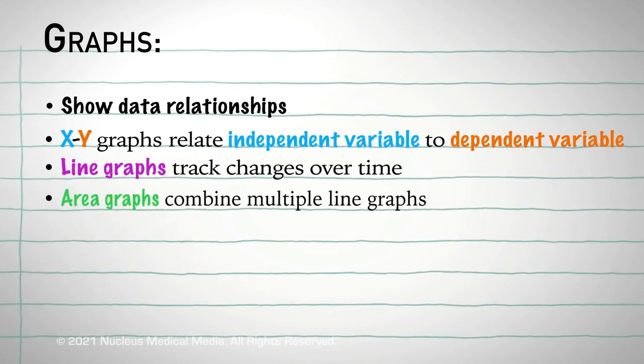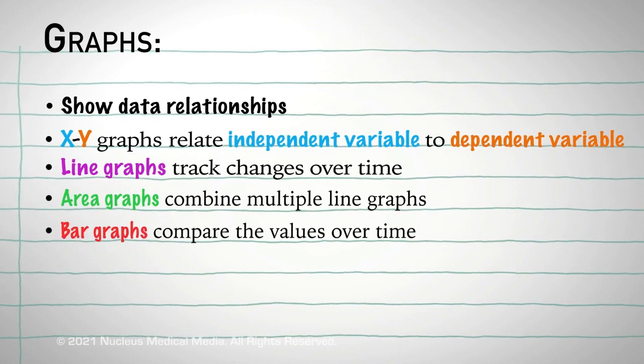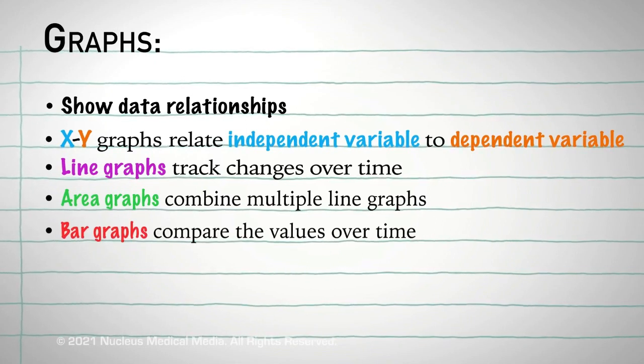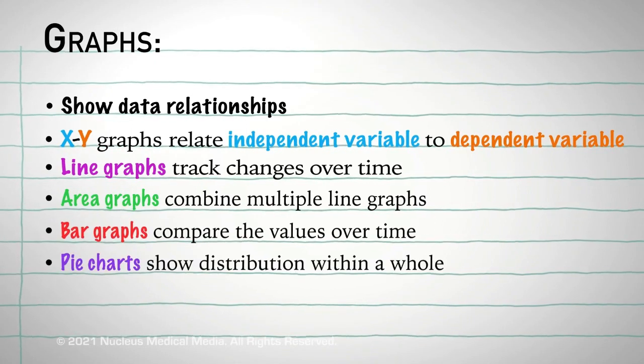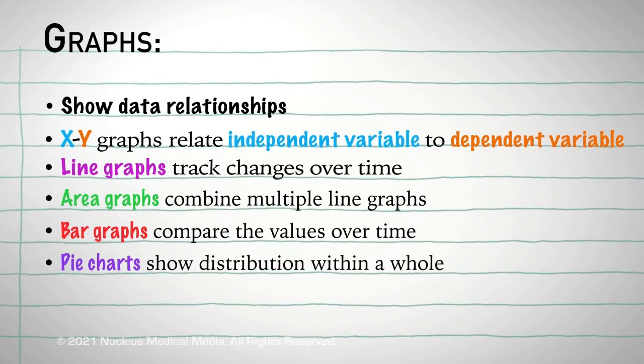Area graphs are a combination of multiple line graphs. Bar graphs compare values or track changes over time, and pie charts show the various percentages of things within a whole group.